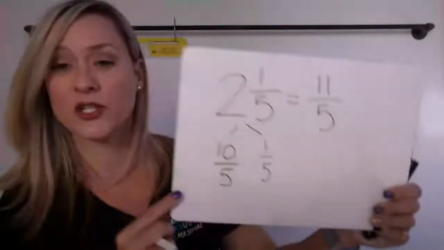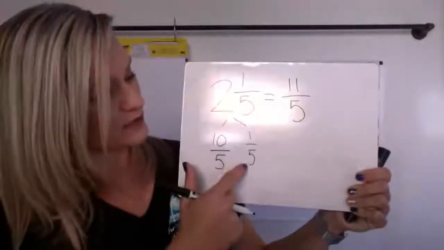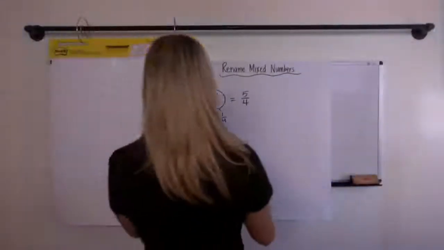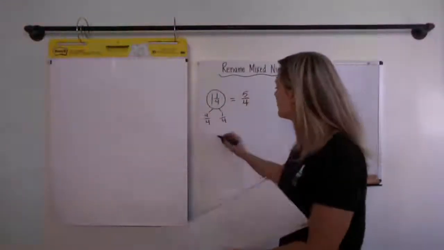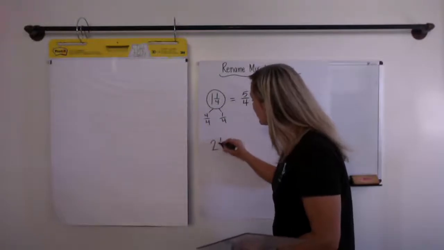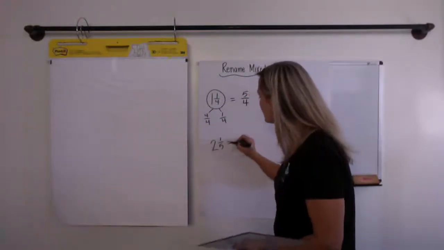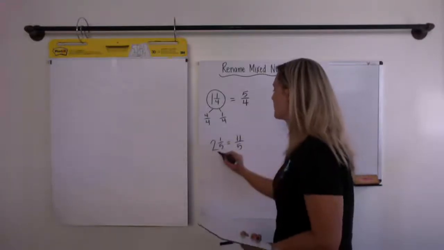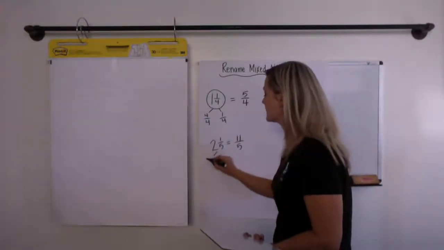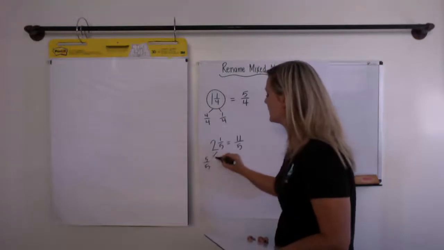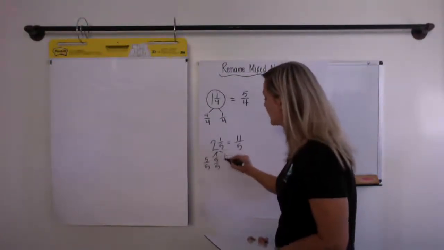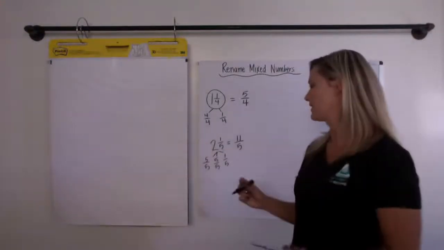That's the same as 2. So 10/5 plus 1/5 is 11/5. Either way, it works. Okay, so let's write that one down. So 2 1/5 is equal to 11/5. And we know that because we've got 5/5 for 1, another 5/5 makes 2, and then we already had the 1/5. Add them all up, and that's what you get.